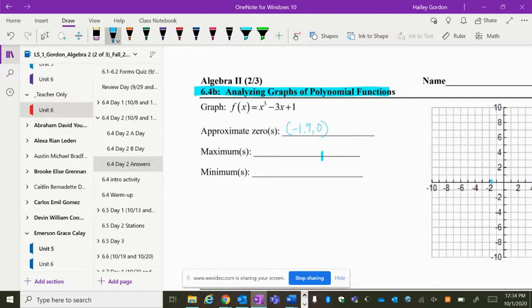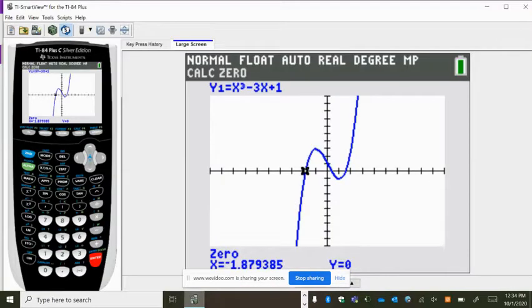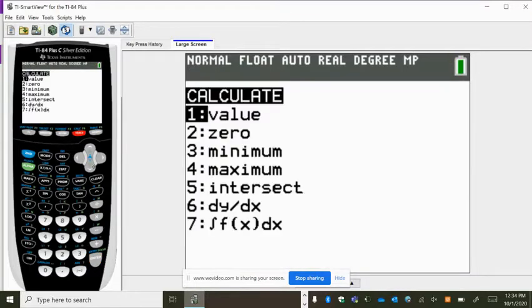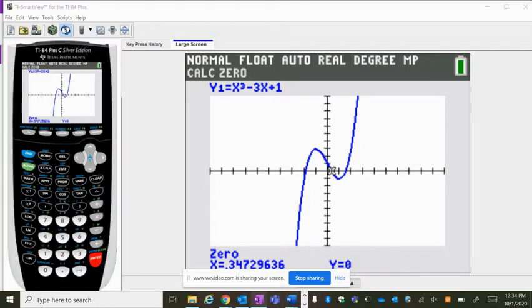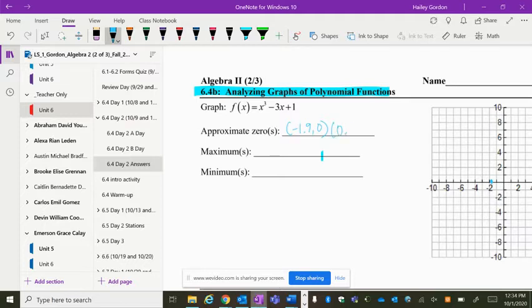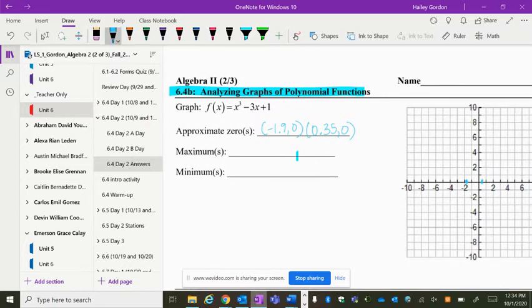We could do the same thing on the other 0. So back to our calculator. Second trace. Go to our 0. Then we're going to arrow over a little closer to the next 0. Hit enter. Then we go past it. Hit enter. Hit enter one more time. And we get 0.34, technically 35. So 0.35 would be our next one. I'm going to plot that one as well.